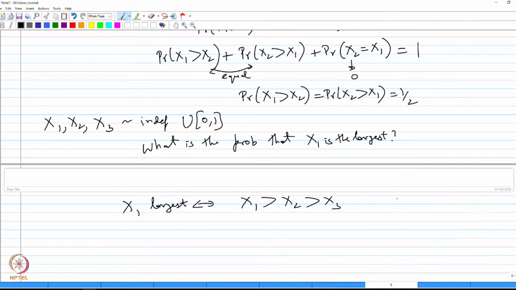For instance, if you say probability that x1 equals x2 but greater than x3, this is 0. So anywhere I put equality, probability will go to 0. That's the nice thing about independence and continuous distributions particularly.